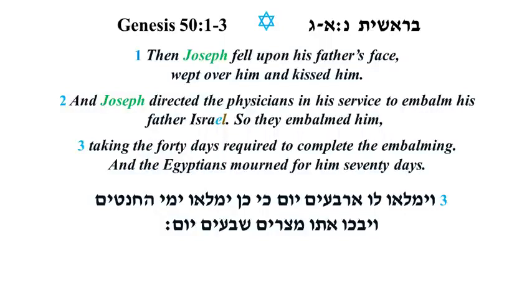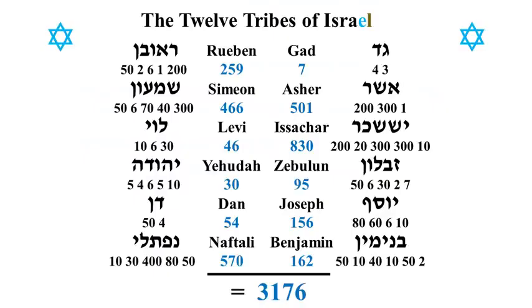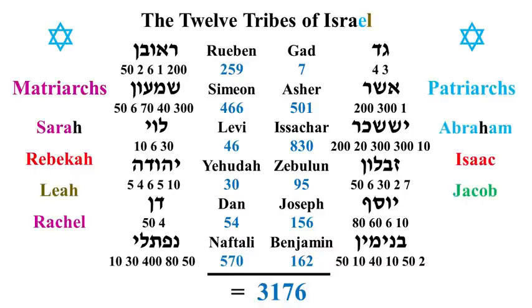By the way, if you look at the 12 sons of Jacob, here they are, the 12 tribes, right? Reuben, Simeon, Levi, Yehuda, Dan, Naphtali, Gad, Asher, Issachar, Zebulun, Joseph, and Benjamin. I have their Gematria values for each, and they total up to 3,176. And these 12 boys came from 3 patriarchs, Abraham, Isaac, and Jacob, and 4 matriarchs, Sarah, Rebekah, Leah, and Rachel. 7 parents total. There's 7.